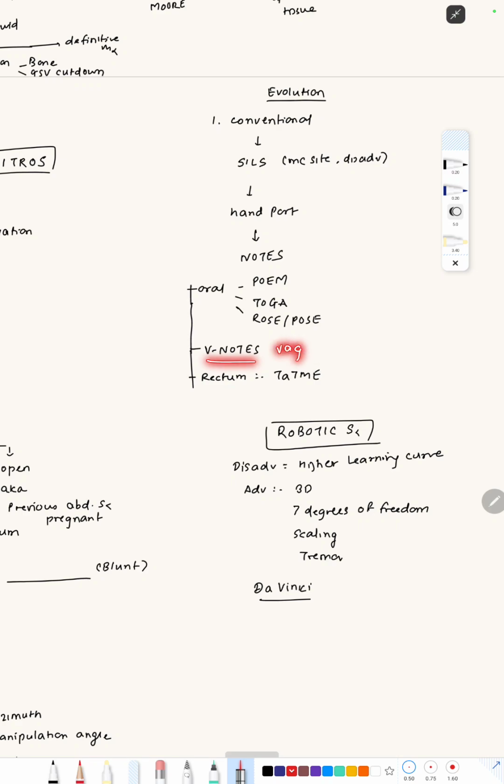Then the vNOTES is through the vagina. This is used for cystectomy or hysterectomy. Then the rectum. In the rectum, the TaTME procedure came, that is transanal total mesorectal excision.